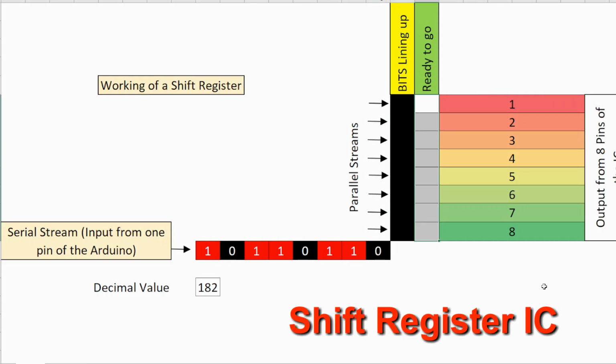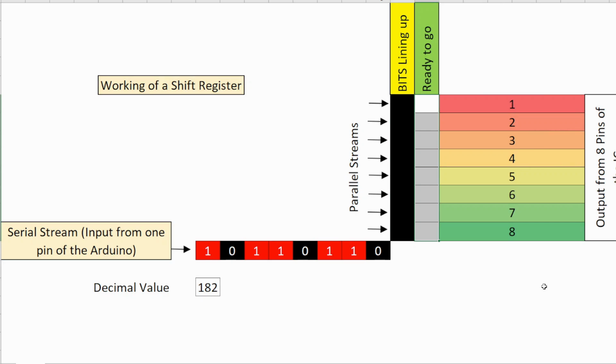After we saw the cars racing analogy, let us now see the actual working of a shift register. A register actually means a storage. Okay, so we'll talk about storage in just a few minutes. Now, in this system, a serial stream is coming from the Arduino. So that means from one pin of the Arduino, a serial stream is coming.